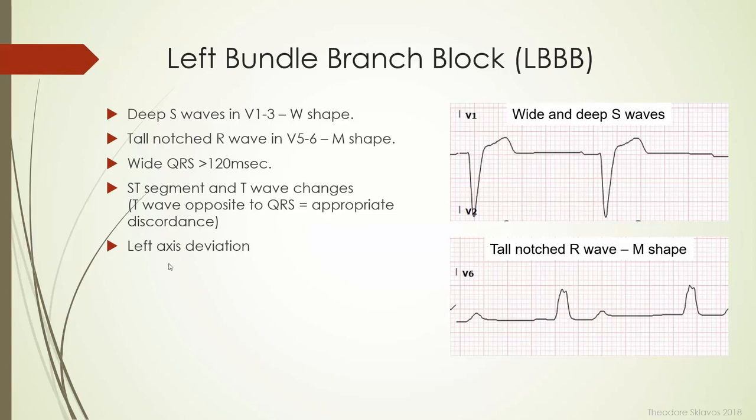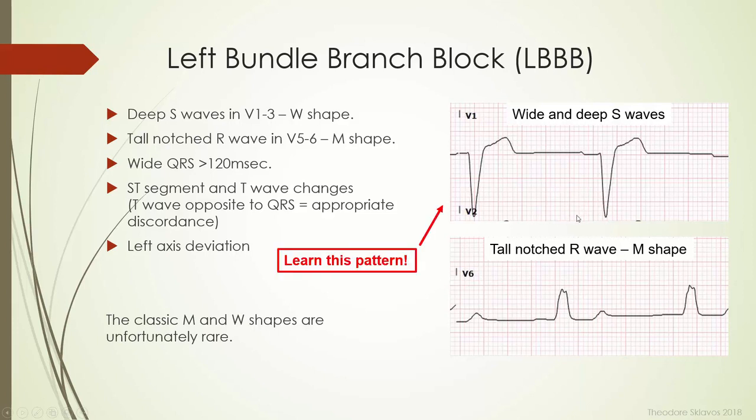The other feature of a left bundle branch block is left axis deviation. So usually with a left bundle branch block, you'll also get left axis deviation. Now, unfortunately, as you can see, the classic W and M shapes are pretty subtle. This doesn't look much like a W to me, and this only barely looks like an M. So really, you just need to learn these patterns. The deep S wave in V1 is probably the key, and the wide QRS complex.